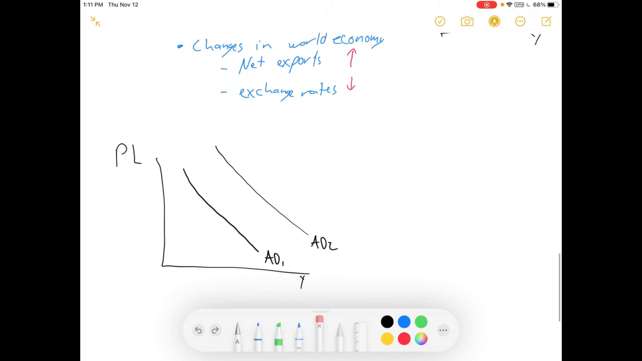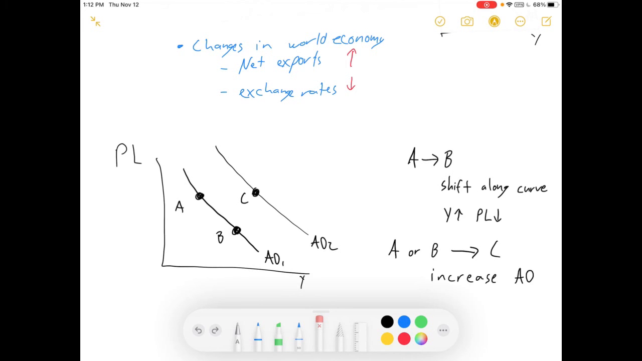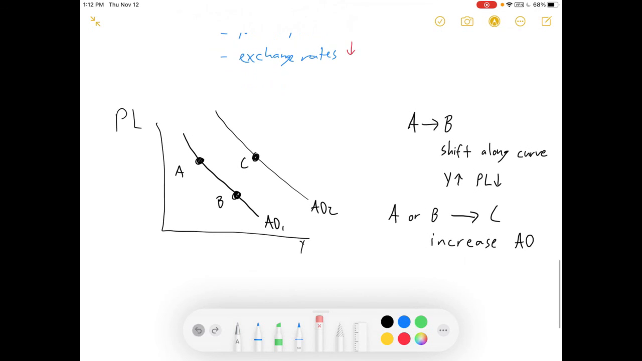So let me close with one more mechanical note. Here's two demand curves and 3 points on them, points A, B, and C. All right, let's talk about the difference between shifting along the curve versus changing curves. This is very similar to when we just talked about regular demand curves. Moving from point A to B is a shift along the curve. It'll be a shift that leads to higher GDP and lower inflation. Moving from points A or B to point C is an increase in aggregate demand, which will mean either more GDP or more inflation, or both.